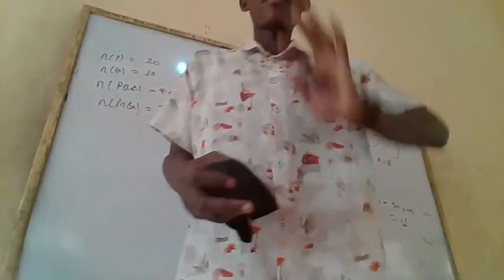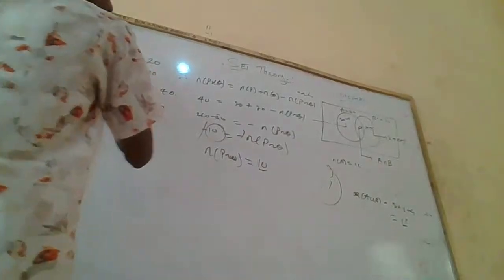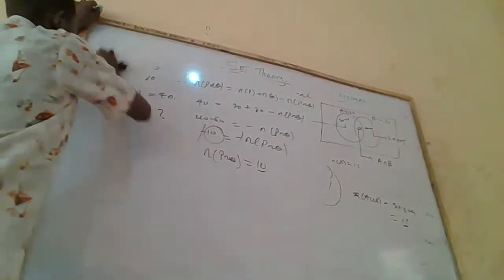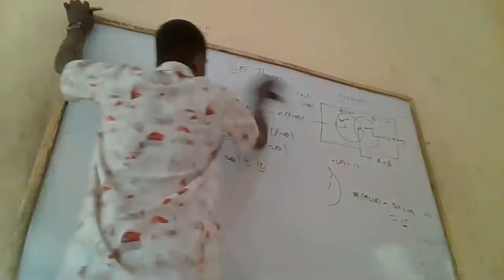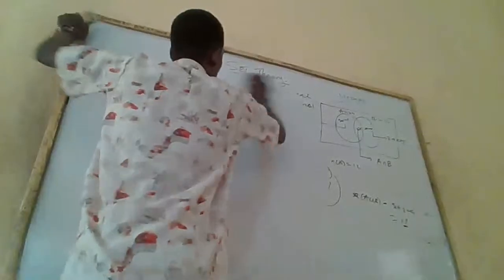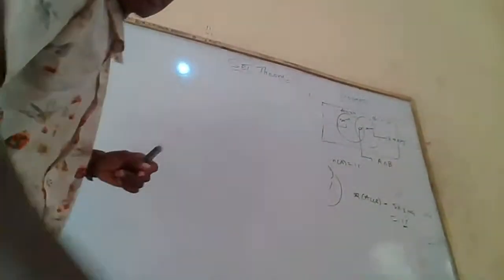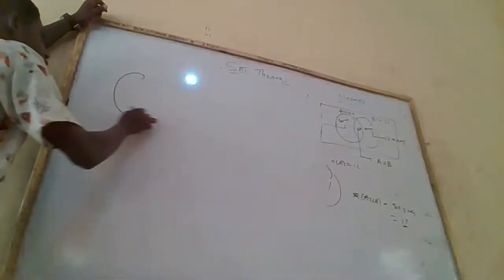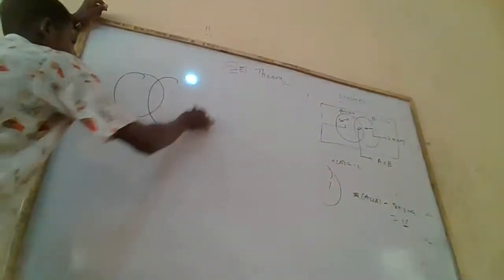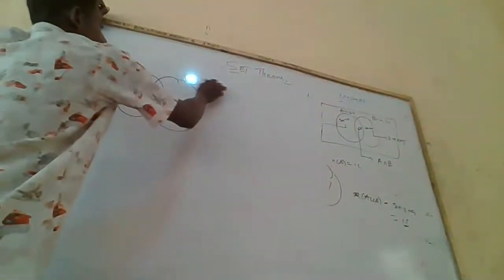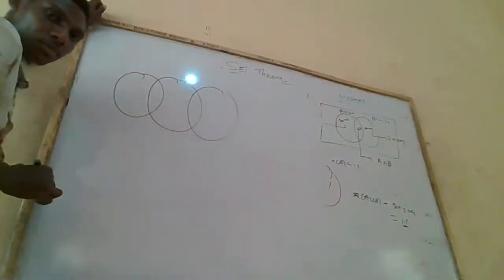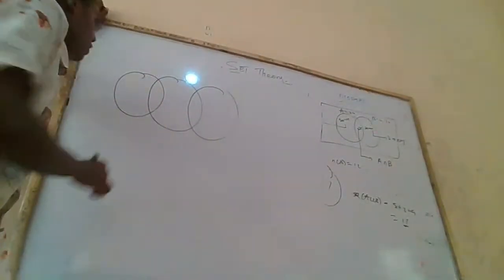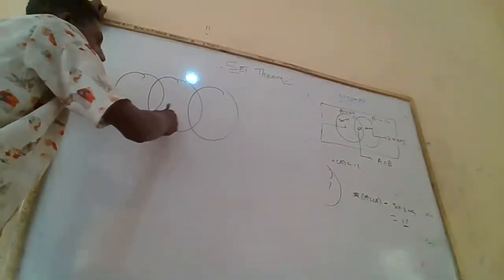Listen, this is a very technical question. Now I'm going to be drawing a Venn diagram for you. We have one circle here, another circle here, and another circle here. Are you with me? This is one circle, this is the second circle, and this is the third circle.